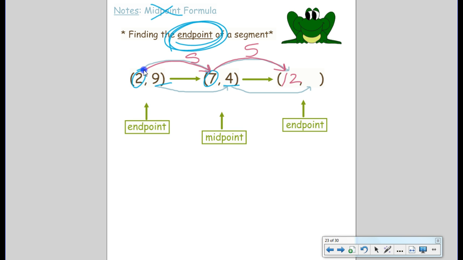Now let's do the Y's. I'm at 9 and I leap to 4. Whoa. Negative 5. Could you see how you got smaller there? Yep. Negative 5. So now I'm going to be at 4 and I want to leap negative 5. What's 4 minus 5? Negative 1. So our answer is 12, comma, negative 1.